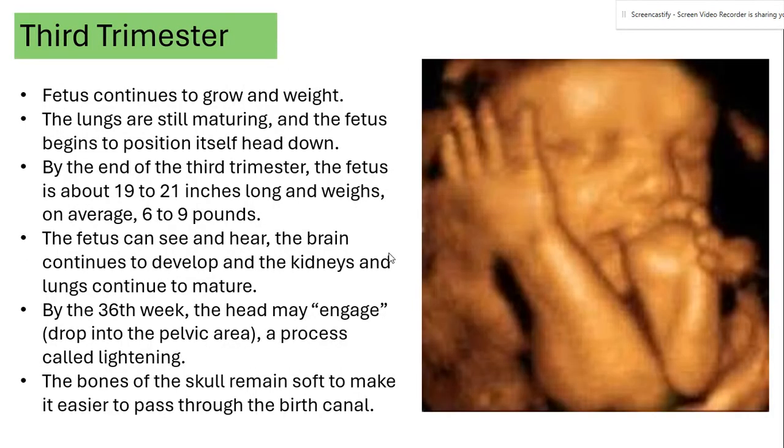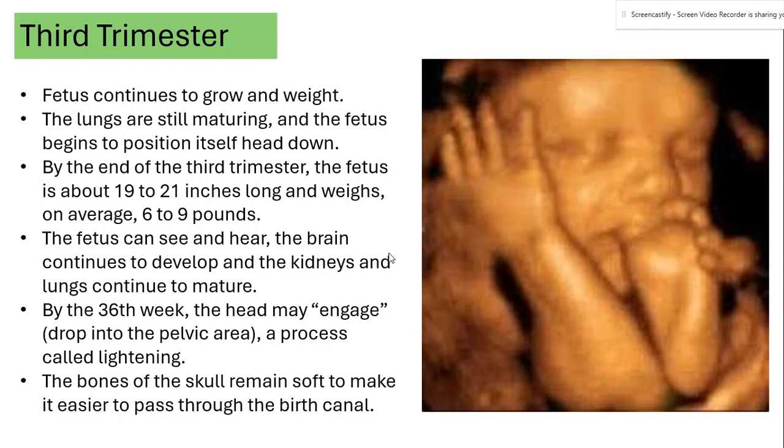Third trimester: the fetus continues to grow and gain weight. The lungs are still maturing and the fetus begins to position itself head down. By the end of the third trimester, the fetus is about 19 to 21 inches long and weighs on average 6 to 9 pounds. The fetus can see and hear, the brain continues to develop, and the kidneys and the lungs continue to mature. By the 36th week, the head may engage and drop into the pelvic area, a process called lightening.